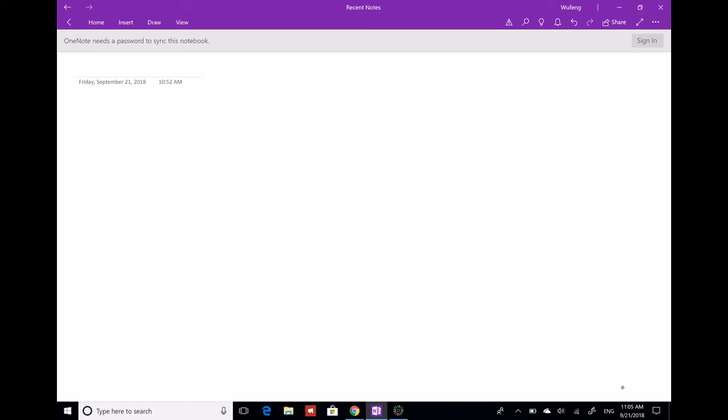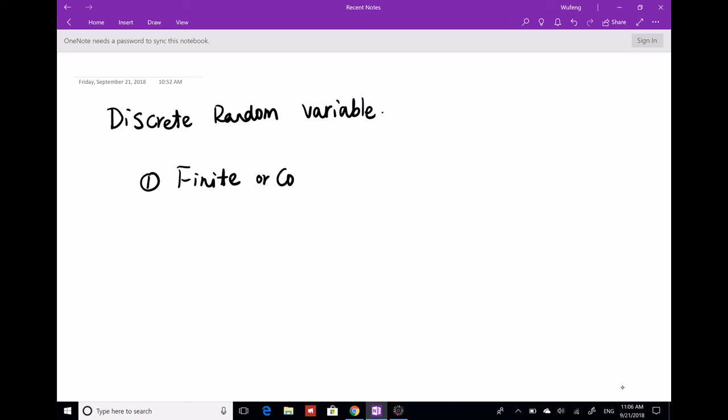Let's look at the first one, the discrete random variable. What is a discrete random variable? A discrete random variable has either a finite or countable number of values. The first one has to be finite, or it has to be countable.